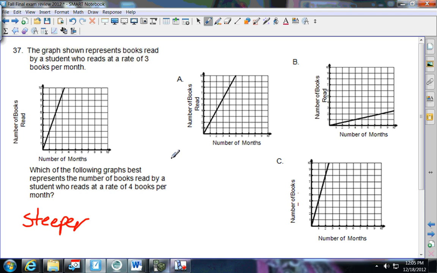First off, looking at it, I can already tell B is not steeper. B cannot be that answer. So now I'm going to look. Letter A is going up 2 to the right 1. This has a slope of 2. This is 2 books per month. C is 1, 2, 3, 4. Up 4 to the right 1. This is a rate of 4 books per month. So we have C.